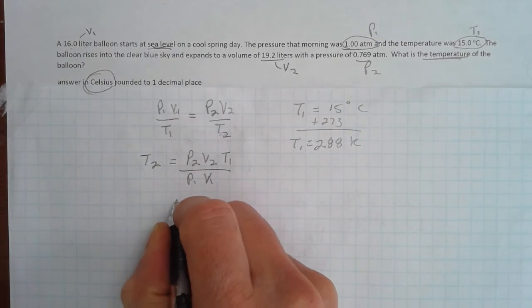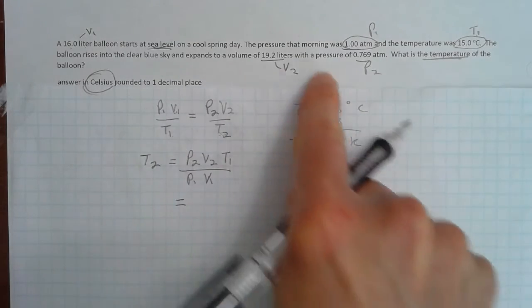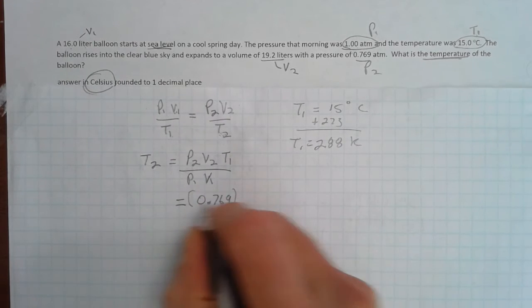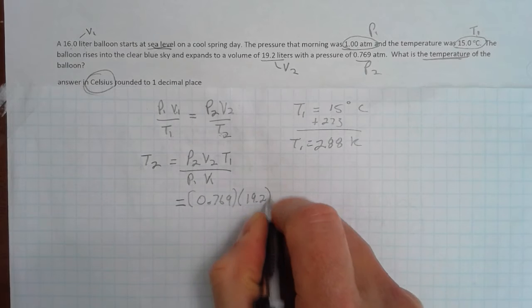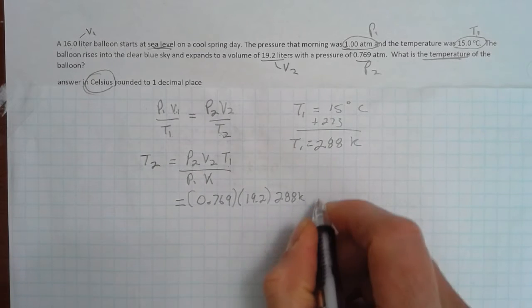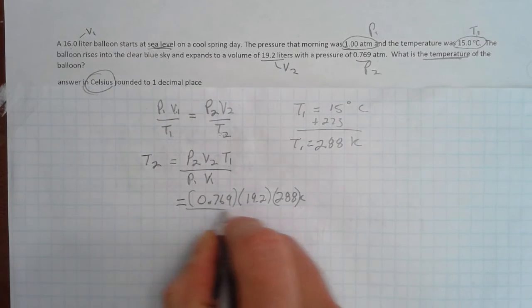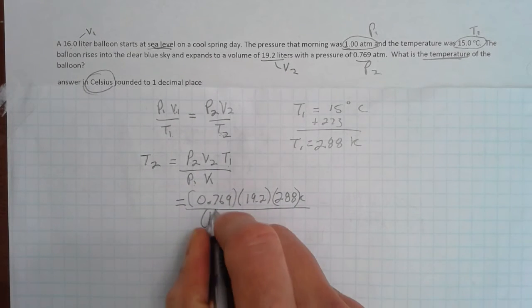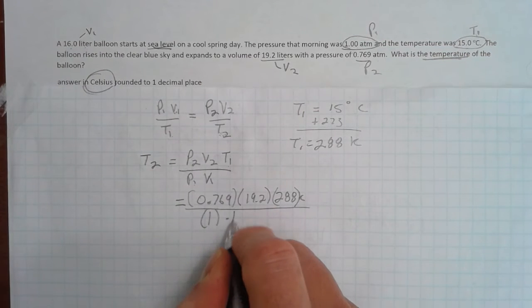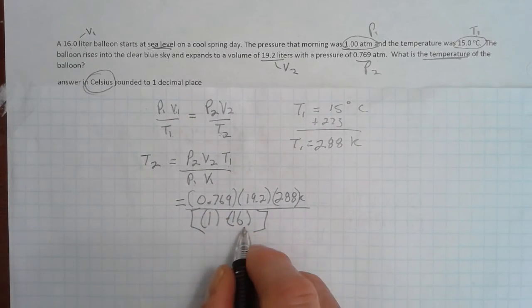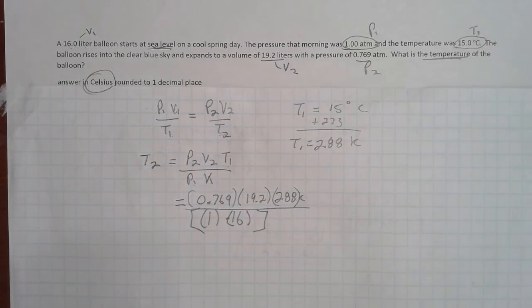So now I just got to plug all those numbers in. Pressure 2, 0.769 atmospheres. Volume 2, 19.2 liters. Temperature 1, 288 Kelvin. I didn't need to put the K there, but I did. Divided by pressure 1 times volume 1. Pressure 1 is 1 atmosphere. Volume 1 is 16 liters. That's a times. I'm going to put that in brackets because those have to be multiplied together first before they're divided. Now I just plug it into my calculator correctly.